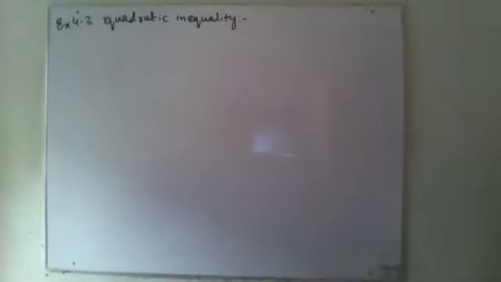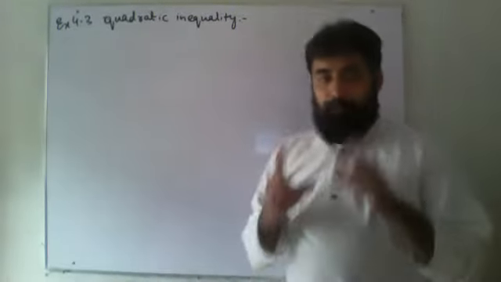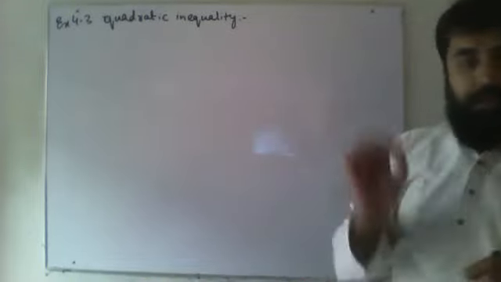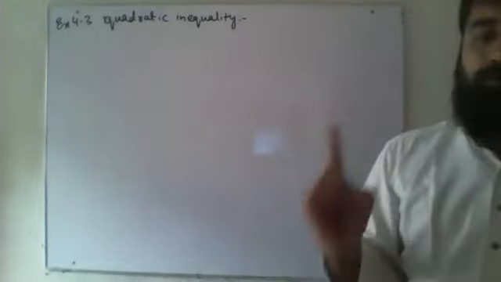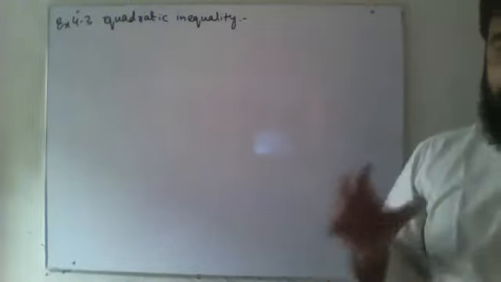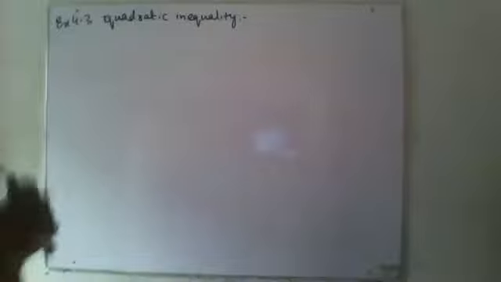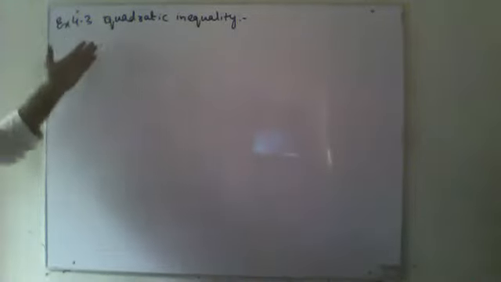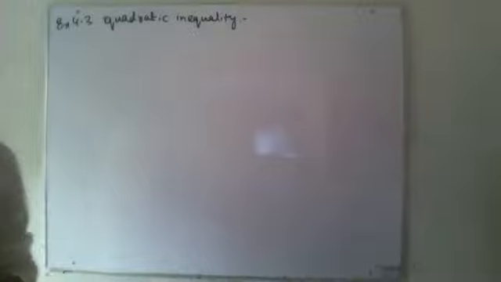It means that when I'm going to simplify, my question will have an inequality sign first of all, and there will be a term with a squaring power. The squaring power term will be there. That's why we call it quadratic inequality. Okay, now how to solve this thing?